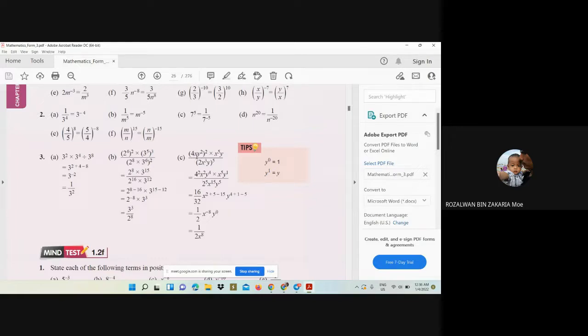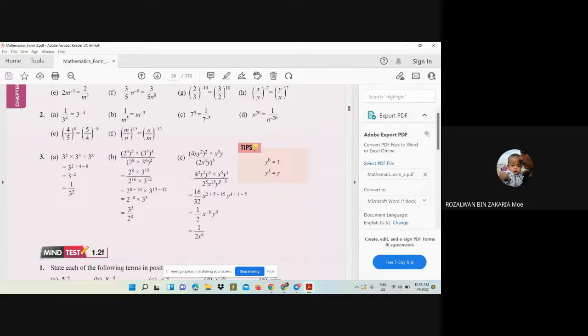Then x here also, x is equal to x power of 1. So the power of 1 you multiply with the 2 becomes x power of 2. Then y power of 2 multiply with the power of 2 becomes y power of 4. Then multiply with the x power of 5, y power of 1.